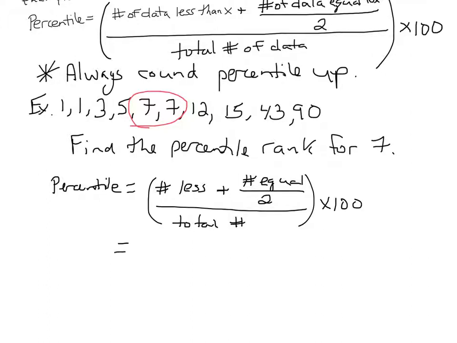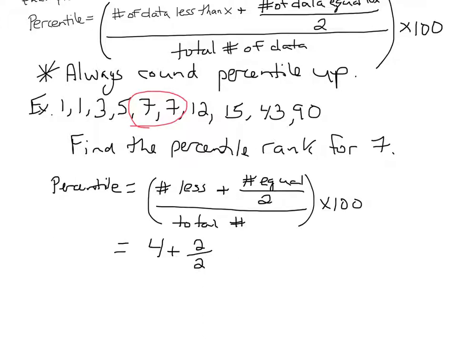So let's look at our example. How many numbers do I have that are less than 7? 1, 2, 3, 4. So number less is 4, plus. How many do I have that are equal to 7? The right answer is 2. There's one other one, but you're just looking at how many 7s do I have. So there are 2 7s.